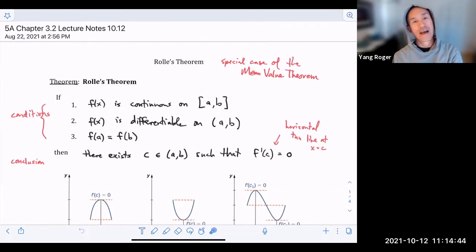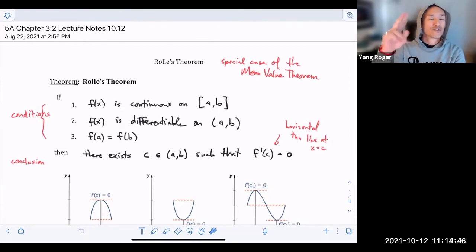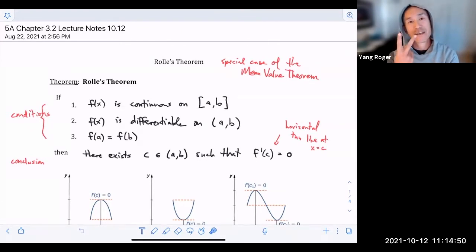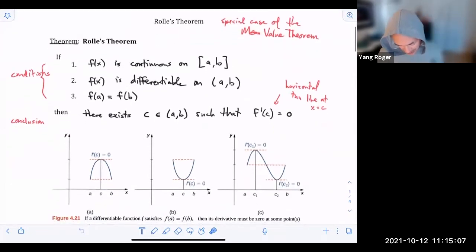Now, in the intermediate value theorem, you had two conditions that were satisfied, and then that means that a certain conclusion was true. So just like the intermediate value theorem, Rolle's theorem also has a set of conditions. In this case, it has three separate conditions. The first condition is that the function is continuous. The second condition is that f is differentiable.